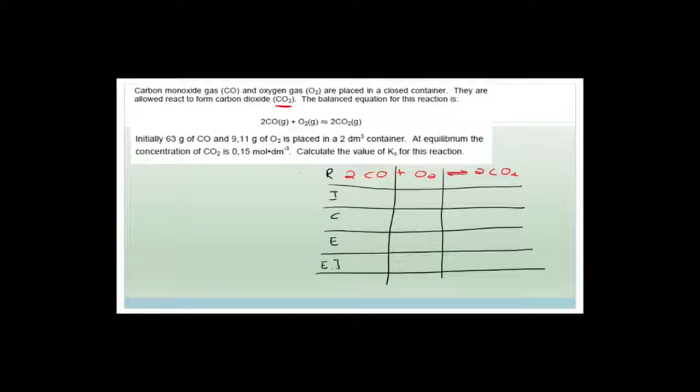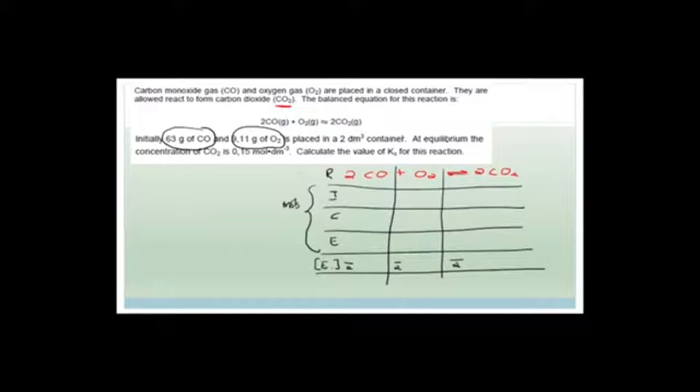Okay, concentration. It says initially we were given 63 grams of carbon monoxide and 9.11 grams of oxygen placed in a 2 decimeter cube container. So remember what I said to you? To get the concentration, you always take the number of moles, because all of this is in moles, remember? So we take the number of moles at equilibrium and we divide by the volume. So the safe thing to do, because the volume is different, is to just divide by 2 over here. So we know that we're going to have to divide this equilibrium by 2 to find the concentrations, okay?